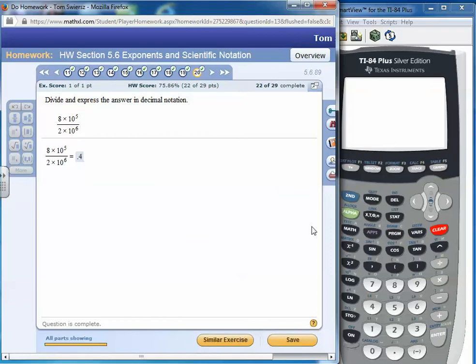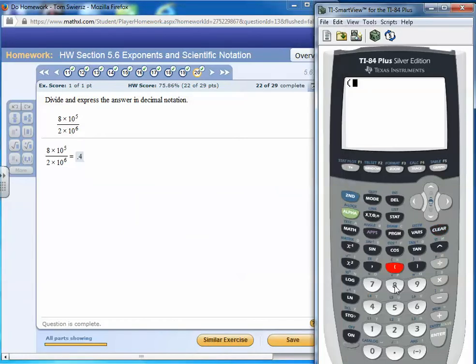Now on the calculator, we can also do this. You can go 8 times 10 to the 5th power divided by 2 times 10 to the 6th power, right paren, and get our answer 0.4, which is what we got pencil and paper.